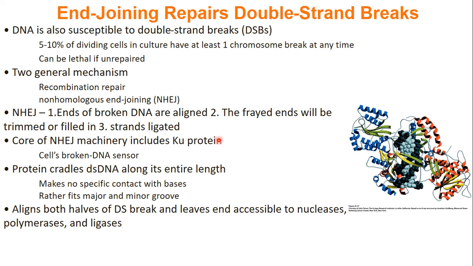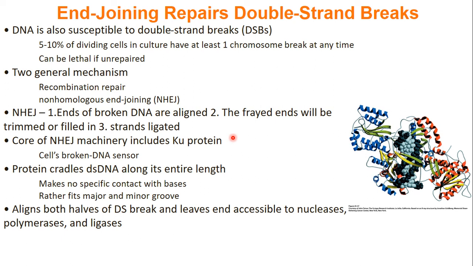Chapter 26 goes into that a lot more in depth, but this is basically the 1,000-mile view of what happens. So your DNA breaks, both strands break. What happens is that you take these broken DNAs and you try to line up the ends. Anything that's overlapping or frayed, you're going to excise, trim off, or fill in. Then you're going to ligate.